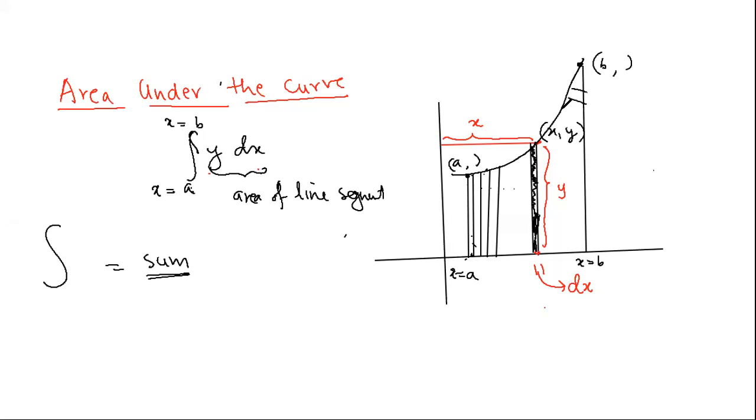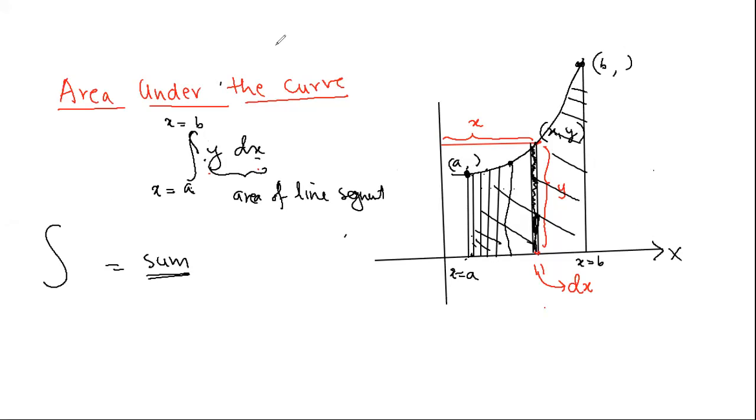So the area under the whole curve you will get by integrating from where to where? From the x coordinate a to the x coordinate b. If you integrate y, you get the area from the curve to the x-axis. To the x-axis. Do you agree with the statement?